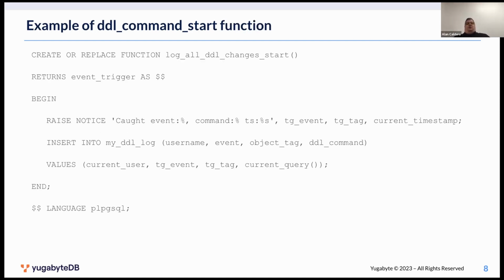So, okay, what does one of these things look like? This is an example of a DDL command start function. In this example, I'm going to do a little bit of a raise notice here to log it out to the screen that says, okay, I've caught my event. And then I'm going to just put it in my own little DDL log.